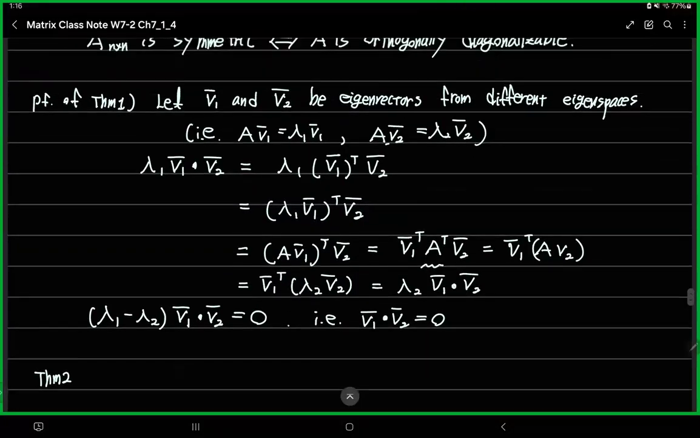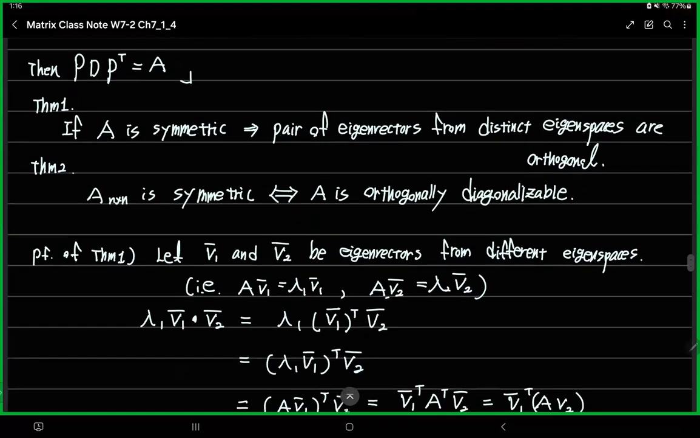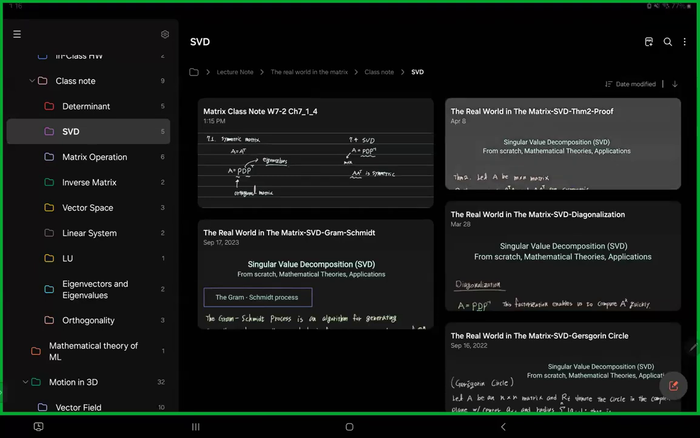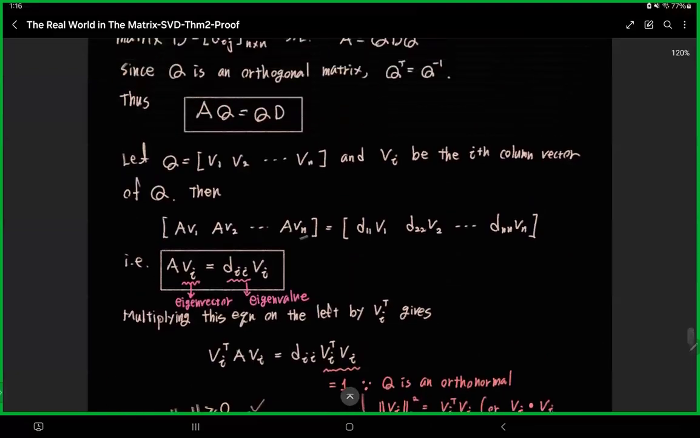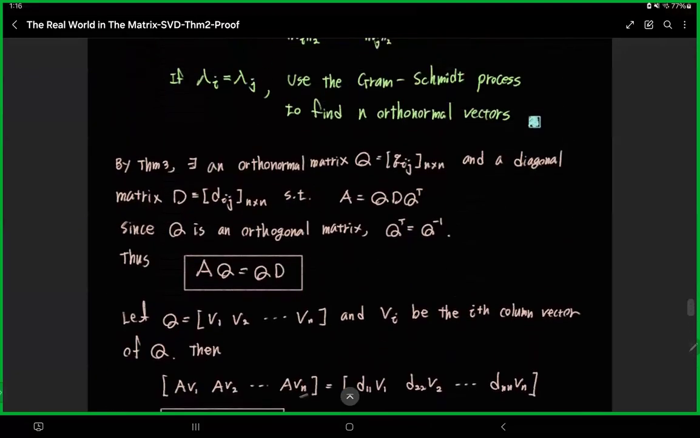The next one, I'm going to prove theorem 2, which says an n by n matrix A is symmetric if and only if A is orthogonally diagonalizable. I already proved it, and I think I posted the lecture video on YouTube. Let's see. Hold on a second.